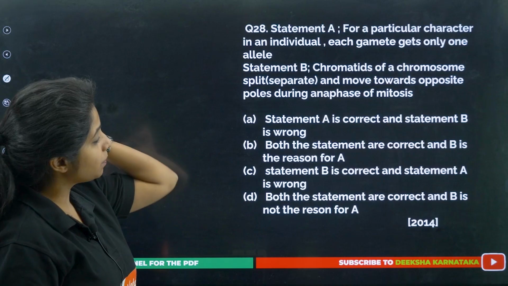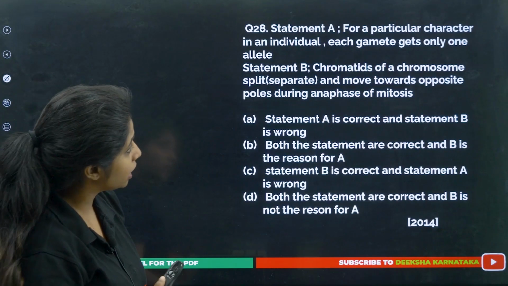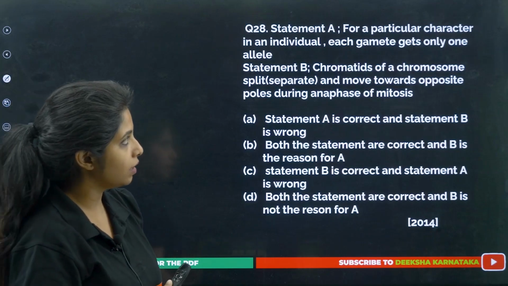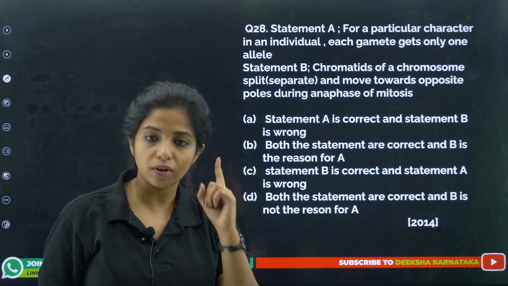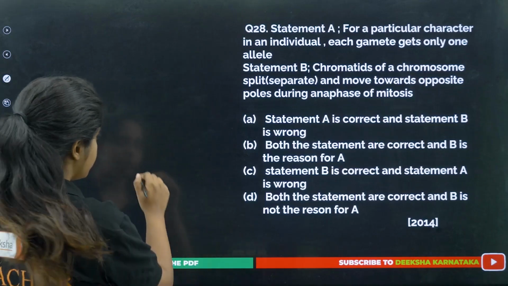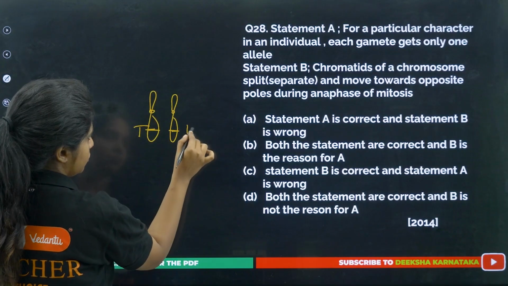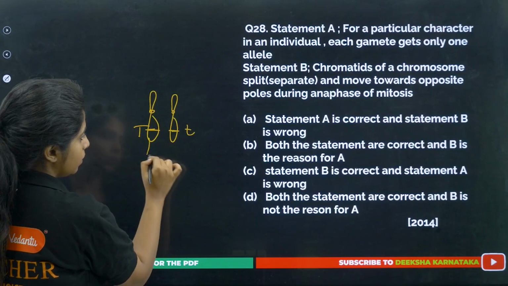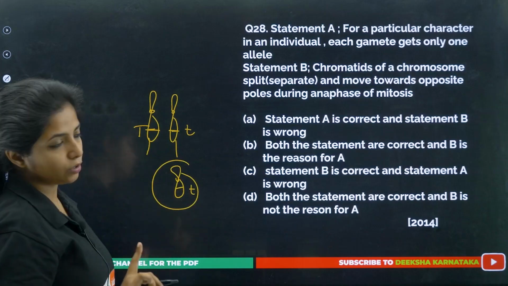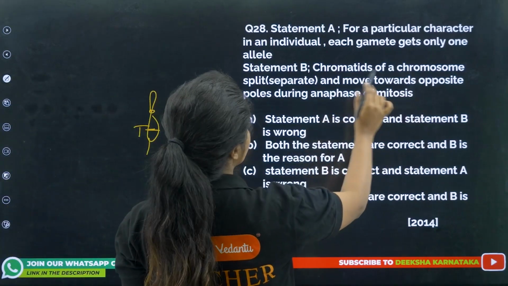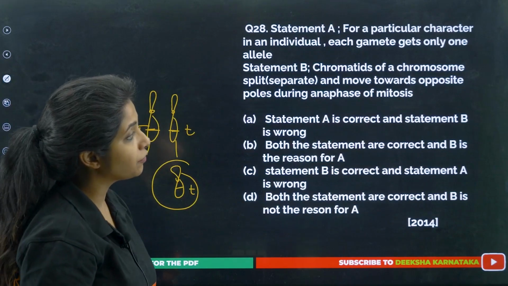Next question. Statement A: for a particular character in an individual, each gamete gets only one allele. Correct. For example, capital T, small t. In the gamete, there will be either this one or that one. So it can be either small t or capital T, not both. So this is correct.